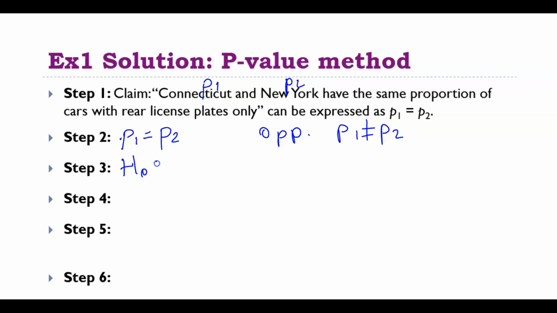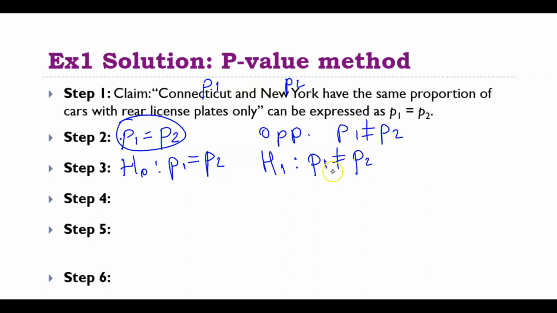Step 3, identify the null and alternative hypothesis. The null hypothesis will be our original claim because it has the equal sign, P1 equal to P2. And the alternative hypothesis in this case will be the opposite claim, P1 is not equal to P2. Remember the sign of the alternative hypothesis because that's what we will use in the calculator. Step 4, significance level. It was specified as alpha 0.05.